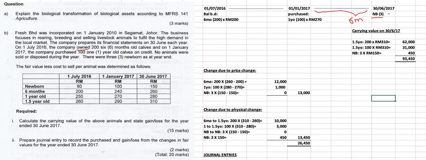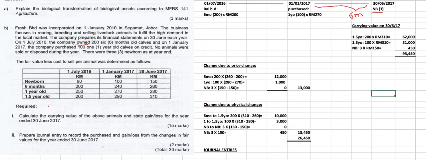Okay, the difference with question 1 is that the newborn was in the middle, not at the end. In this question, the newborn is at the end when you close the account. Alright, okay, now we move on.